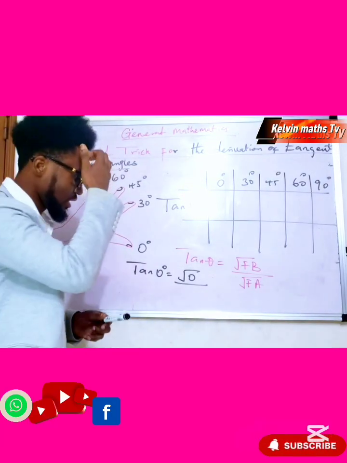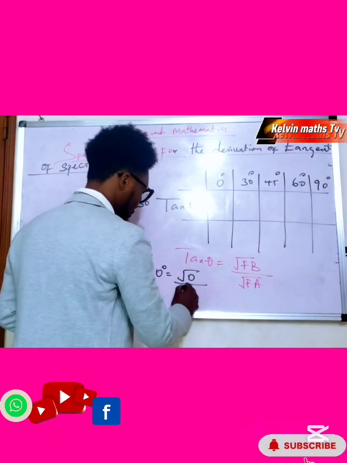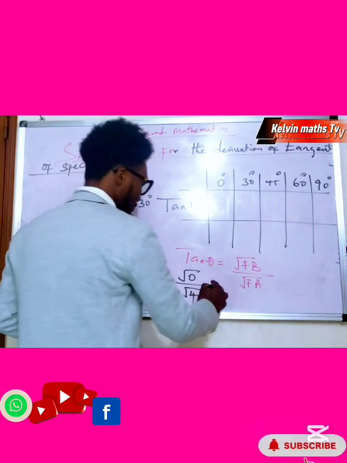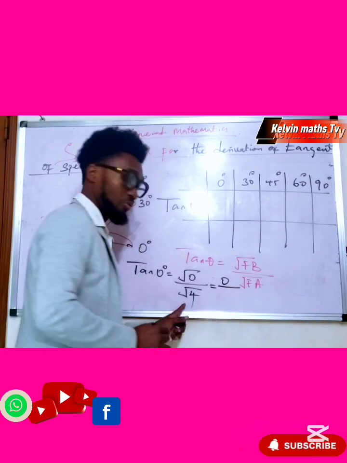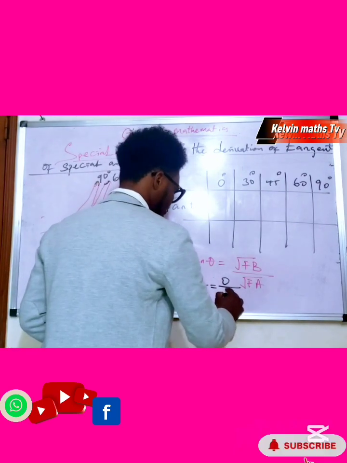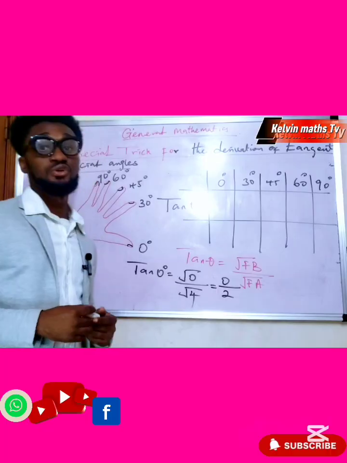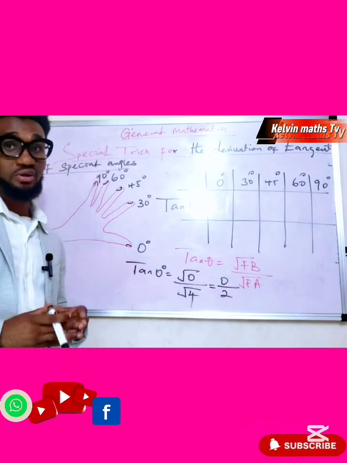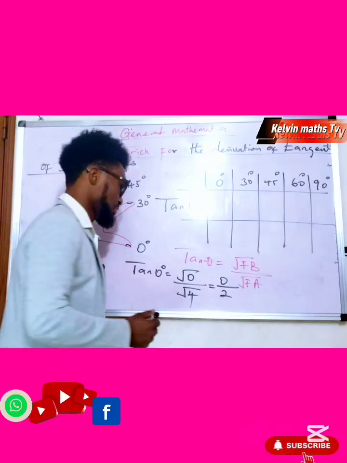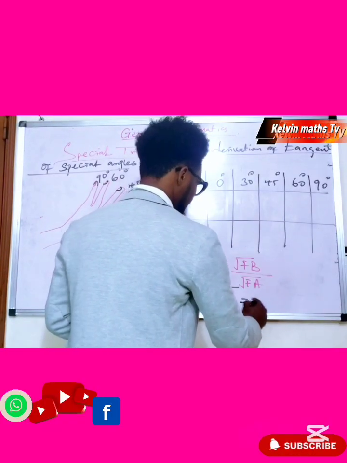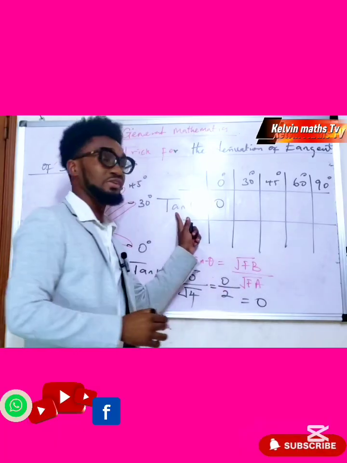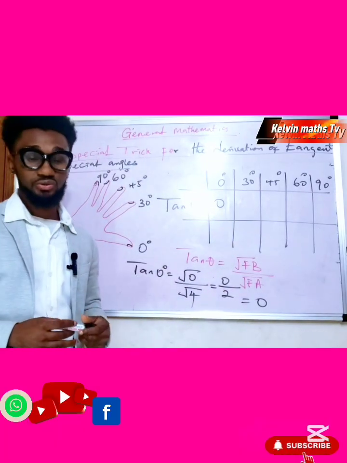So since we have 4 fingers, we'll be considering the square root of what? 4. Now, what is the square root of 0? The square root of 0 is 0, divided by the square root of 4, which is 2. So we'll have 0 over 2. We know that 0 over 2 is equal to 0. Therefore, the answer to this is 0. So tan 0 degrees is equal to 0.